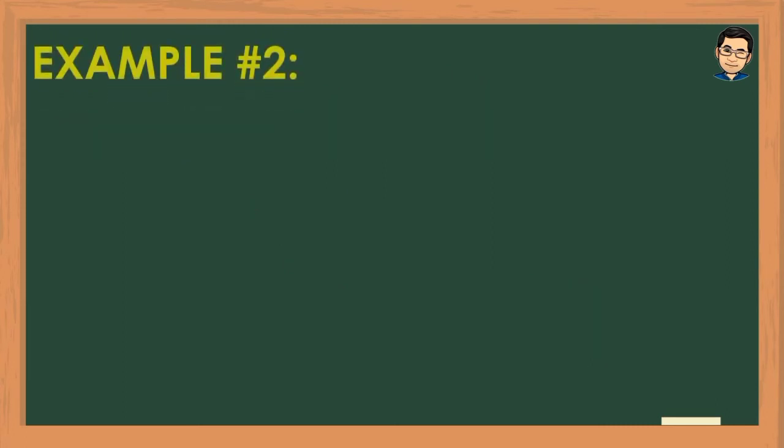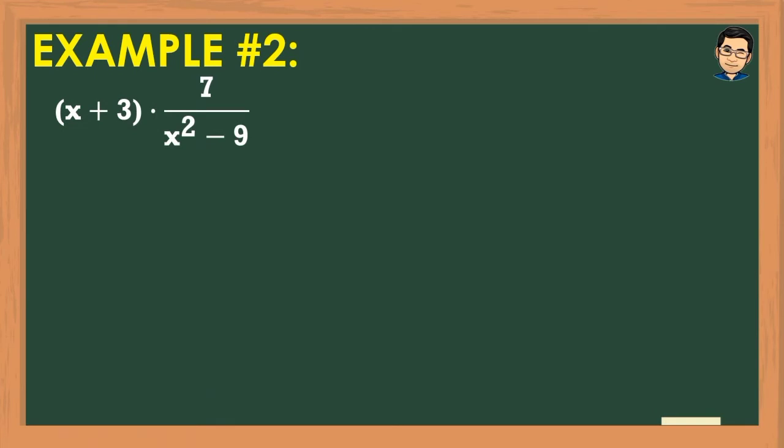So, let's have example number 2. X plus 3 times 7 all over x squared minus 9. So, dito po gagamitin na po natin yung mga factoring techniques if possible. Okay. So, dito, yung x squared minus 9, pwede po natin yung i-factor using difference of two squares. So, yung factor po niyan, that is x plus 3 tsaka x minus 3. So again, pag difference of two squares, pareho lang po yung mga terms. Pinagkaiba lang po is yung sign. So i-rewrite na natin.